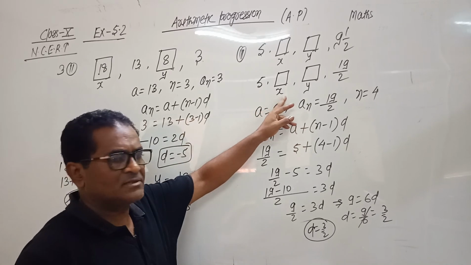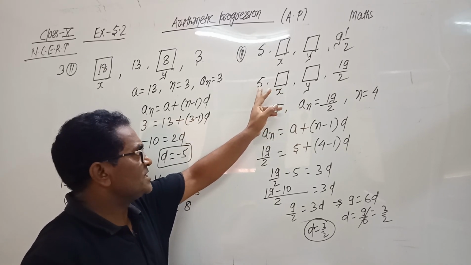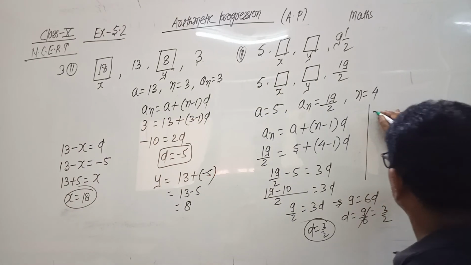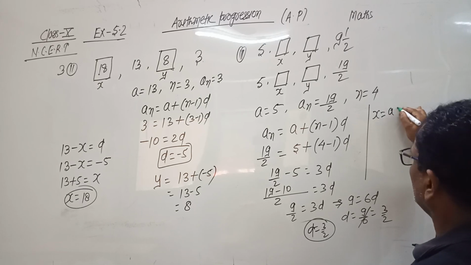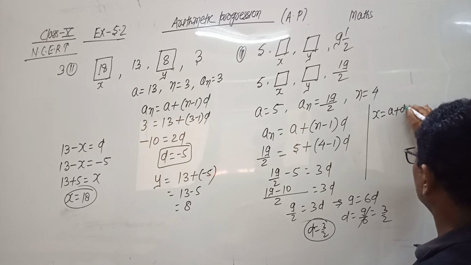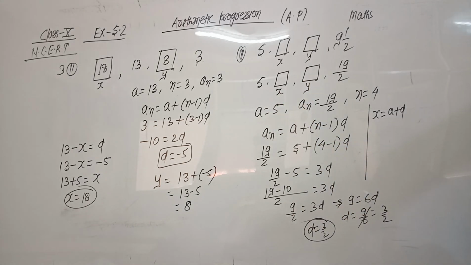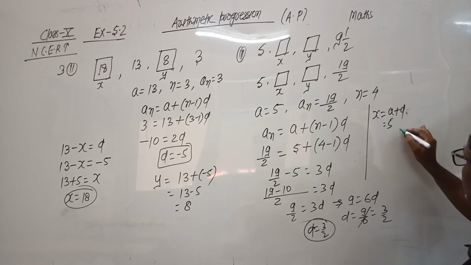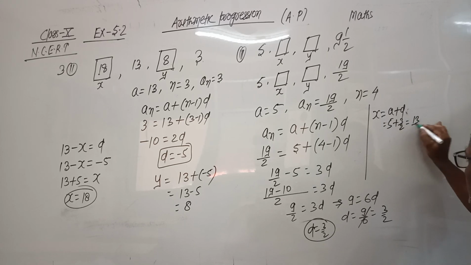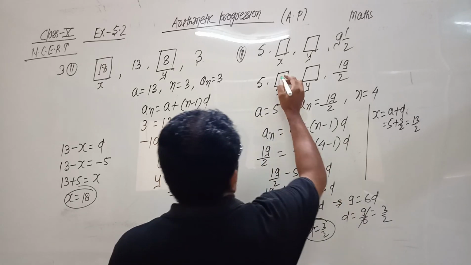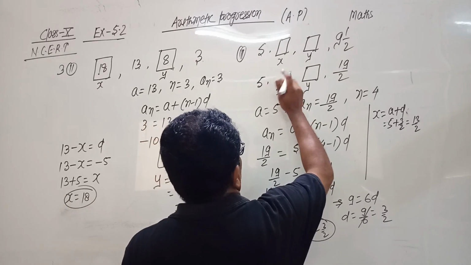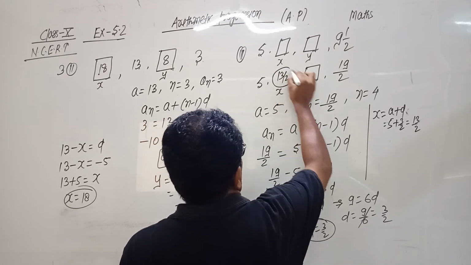So for finding x, a is given. So this is a plus d, this is a plus 2d. So for finding x, we use the formula a plus d. The value of a is 5, and the common difference we have calculated is 3 by 2. So 5 into 2, 10 plus 3, 13 by 2. So the value of x comes to be 13 by 2.